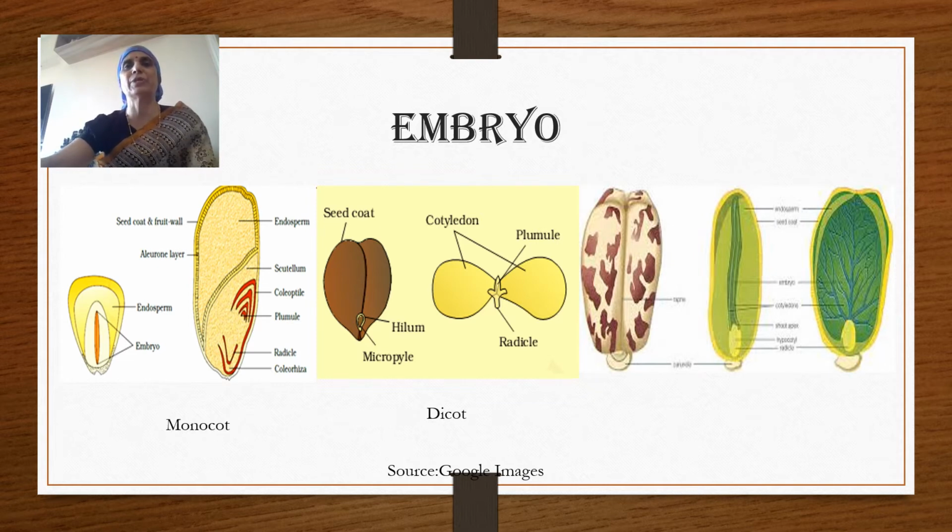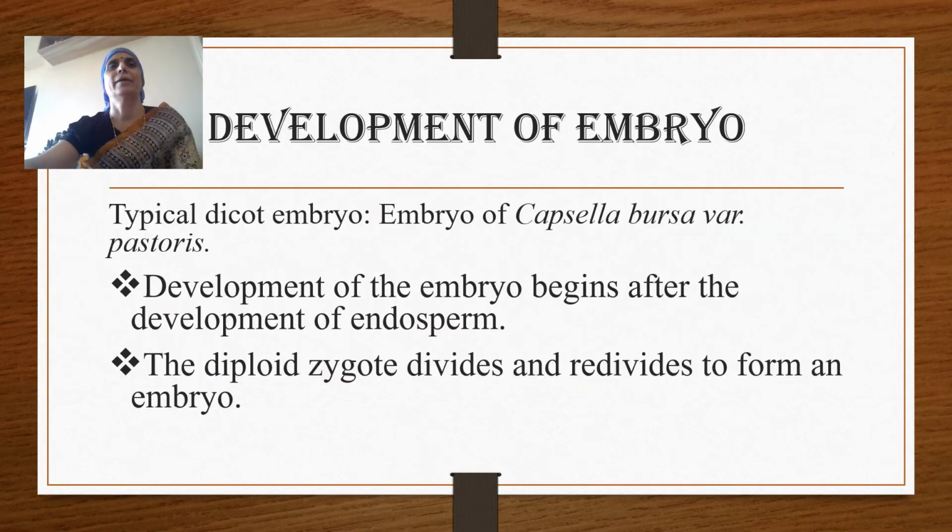So we have two types of seeds now, endospermic and non-endospermic. And in our syllabus, we have to study only a typical dicot seed, non-endospermic one. Now let us study the development of embryo. The development of a non-endospermic dicotyledonous seed. The example is that of the embryo of Capsella bursa-pastoris. It is commonly called shepherd's purse.